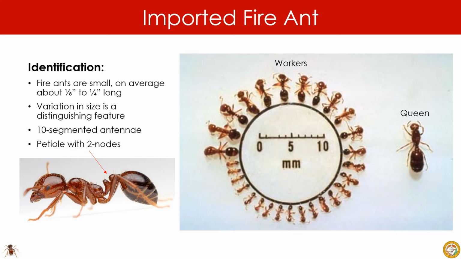Imported fire ants are relatively small, but workers vary widely in size from 1/16 of an inch to 1/4 inch long. In contrast, many other ant species are uniform in size. IFA have 10 segmented antennae and, as mentioned previously, are very aggressive and can both bite and sting. They are typically reddish with a dark shiny brown rear abdomen and have a petiole, the area between the thorax and abdomen, with 2 nodes, the area the red arrow is pointing to in the photo.